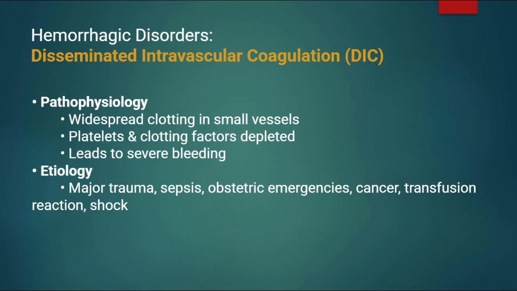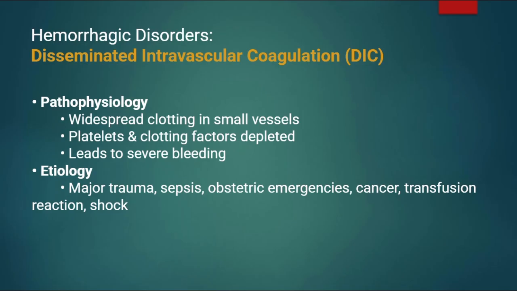This slide introduces disseminated intravascular coagulation, or DIC, which is a very serious hemorrhagic disorder. Let's start with the pathophysiology. In DIC, the body begins to form excessive clots throughout the small blood vessels. This process consumes all of the clotting factors and platelets. At first, the patient may have tiny clots forming everywhere, which can block circulation to vital organs. But because the clotting factors are being used up, the patient then begins to experience uncontrolled bleeding from multiple sites, such as IV lines, mucous membranes, and internal organs. So, DIC is sometimes called a clotting and bleeding disorder happening at the same time.